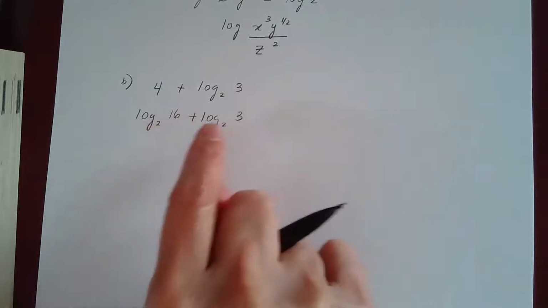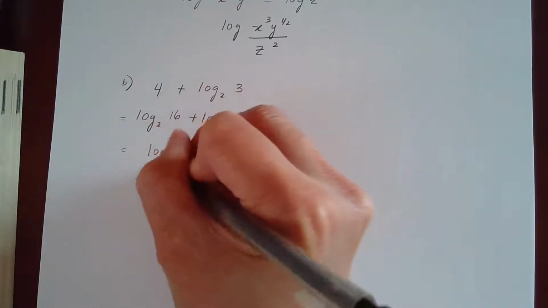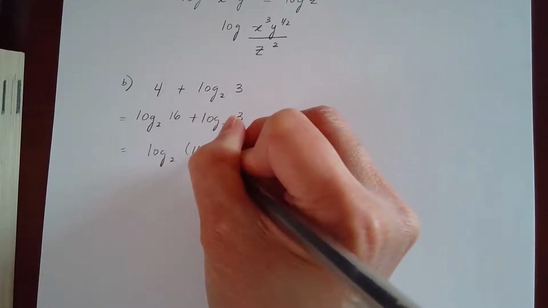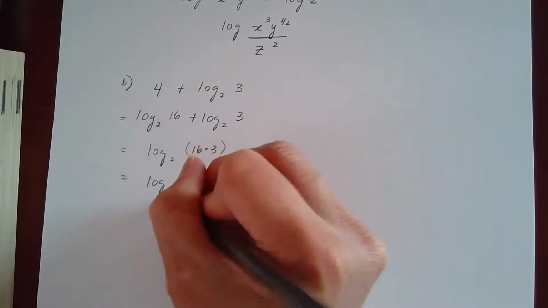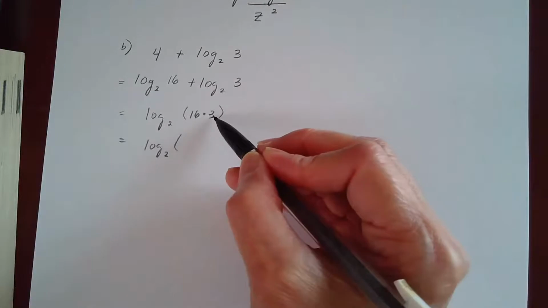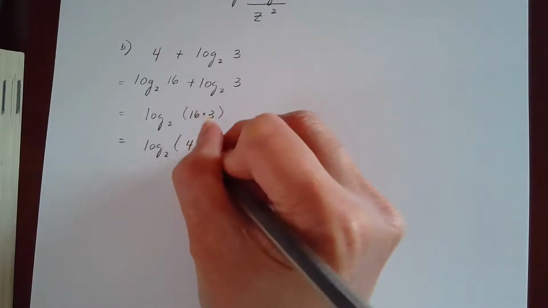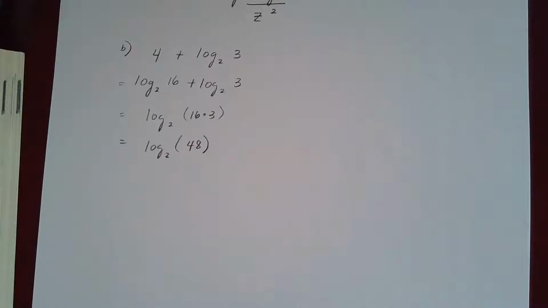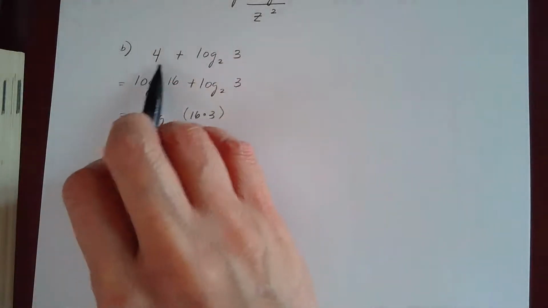Now these two are added together, so that means log of base 2 times 16 times 3. So that means log base 2 of 48. Okay, so that one is a challenging one, right? Because we have to figure out the logarithm of 16 base 2 out of the 4 there.